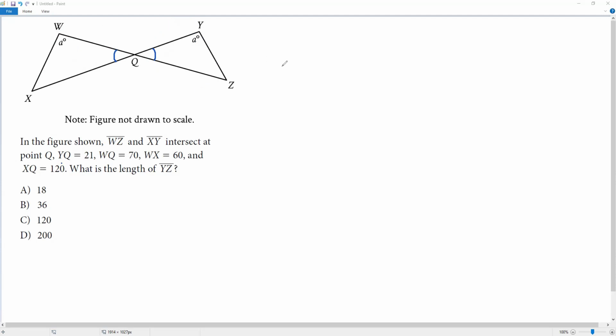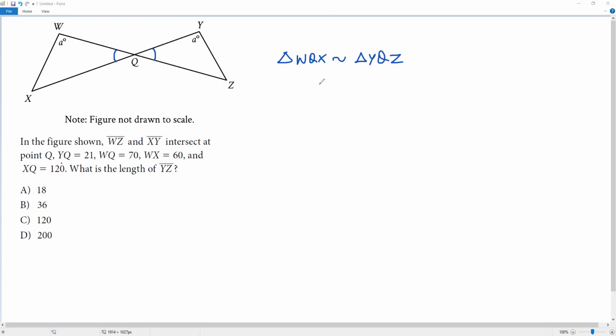Okay, now let me write the vertices in order. Let me take the vertex W in the first triangle. The corresponding vertex in the second triangle is Y, because the interior angle at the vertex W and the interior angle at the vertex Y are the same, A degrees. Now let me take the vertex Q in the first triangle. The corresponding vertex is the same Q in the second triangle. The third vertex in the first triangle is X. The third vertex in the second triangle is Z. As I said earlier, by angle similarity postulate, the two triangles are similar.